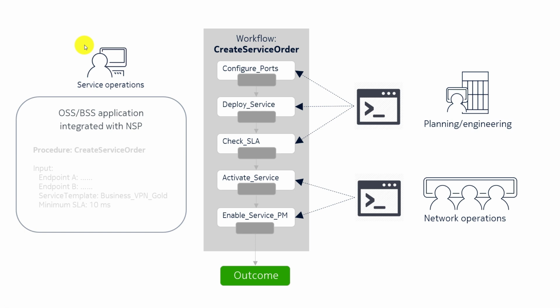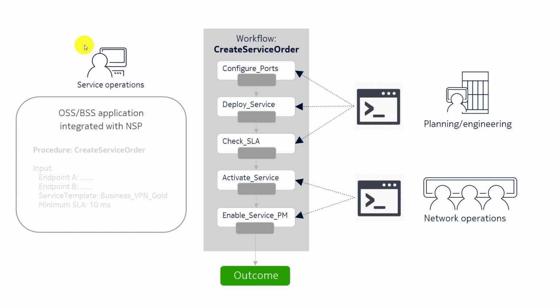user mode of operation. Here, a service operator can provision or instantiate a service order without requiring intervention from planning, engineering, or network operations groups. The only time that these groups would need to get involved is to correct any failures or issues that occur in the network.